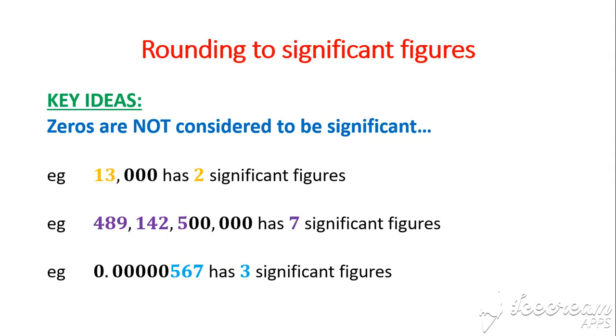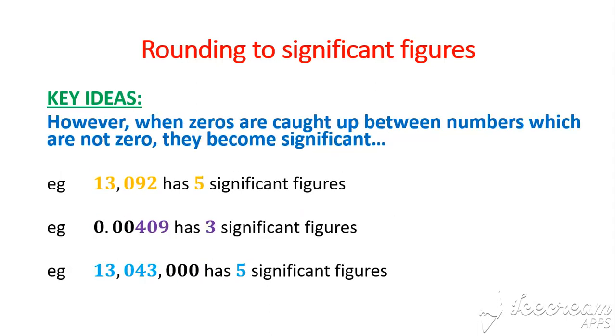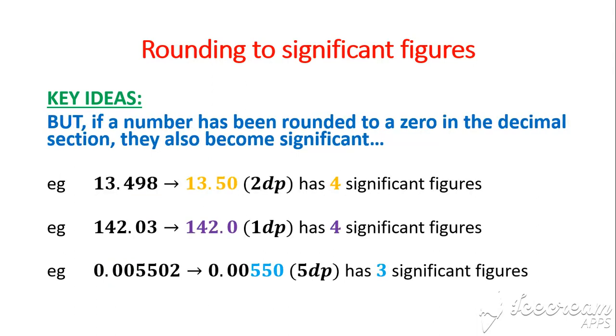In the number 0.0000567, there's only 3 significant figures because the zeros at the front are not classified as significant. If a zero is caught up between two non-zero numbers, then that also becomes significant. And finally, remember that if we choose to round numbers, and rounding means a zero appears, then the zero becomes significant as well.